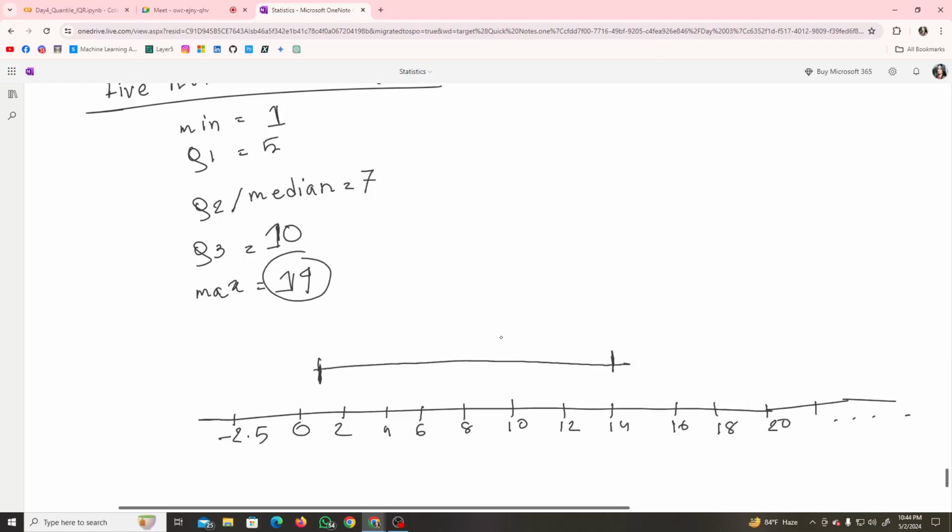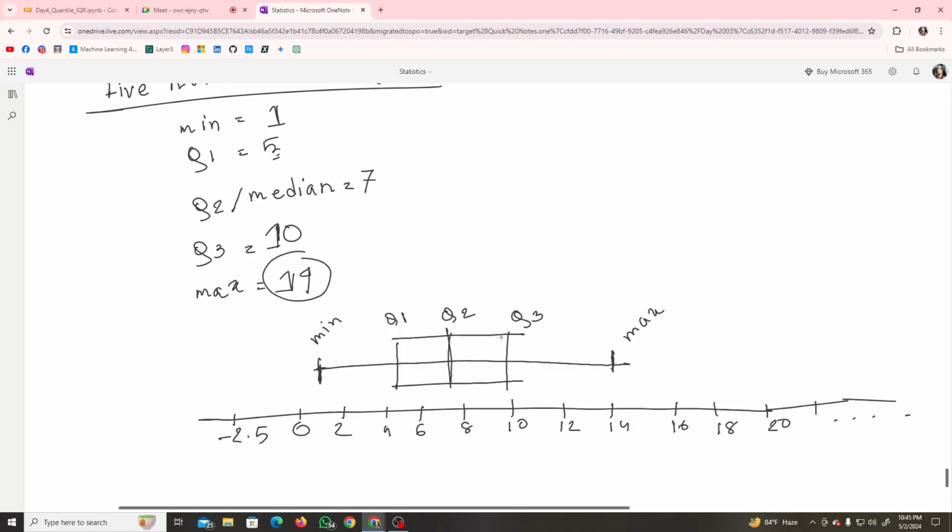Now you have to find the Q1. The Q1 is 5, so let's draw your Q1 here, and your Q3 is 10, and your median, or the middle value of the distribution, is Q2, which is here. So this is Q2, this is Q1, this is Q3, this is the minimum number, this is the maximum number. You got all of this.